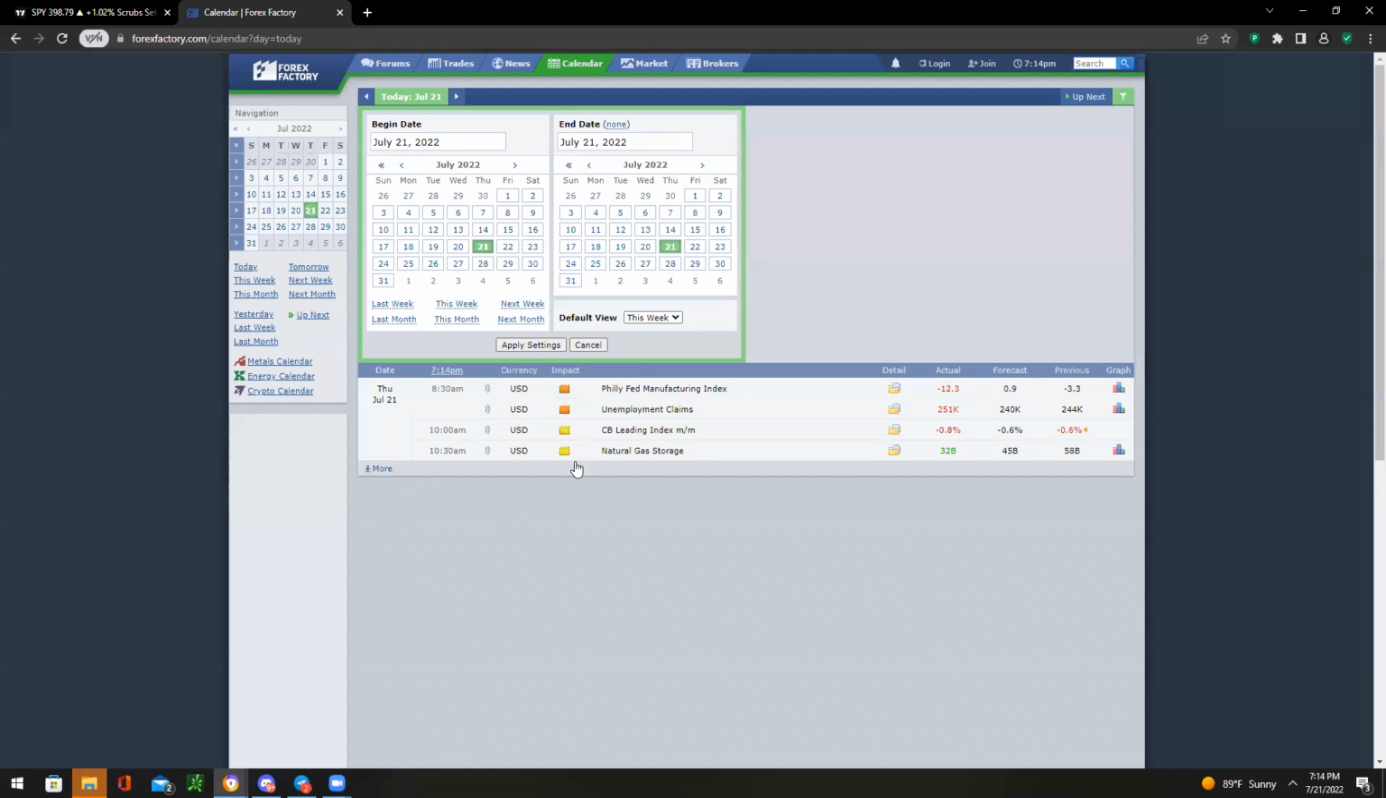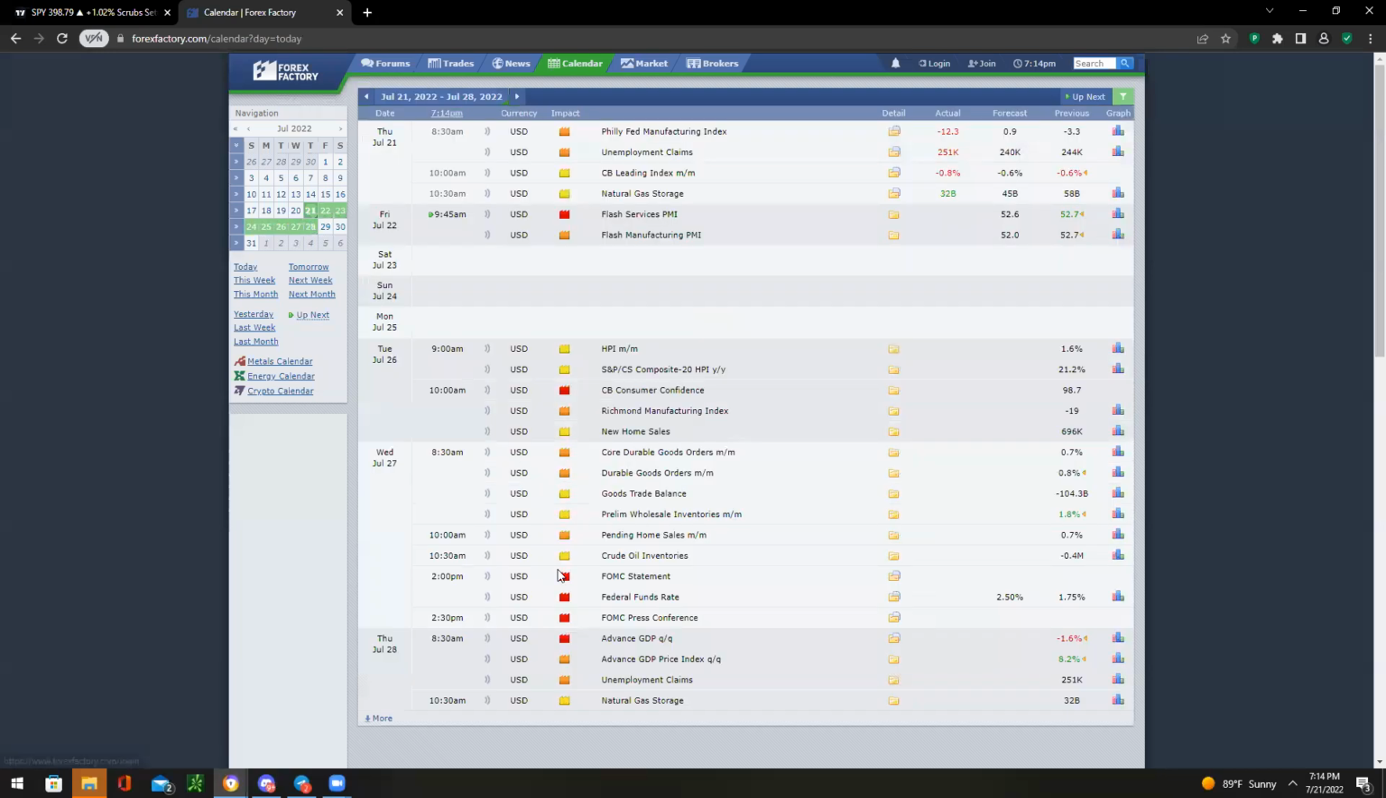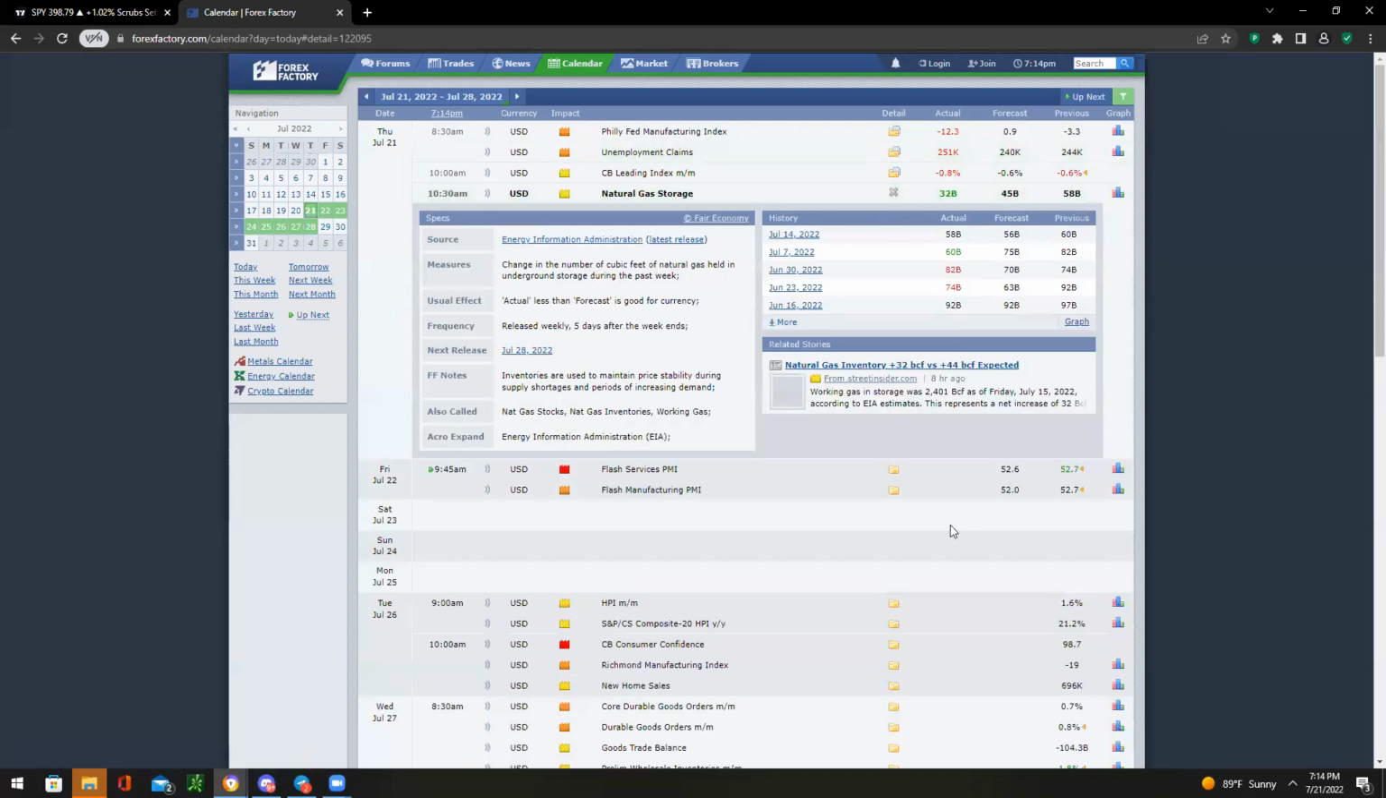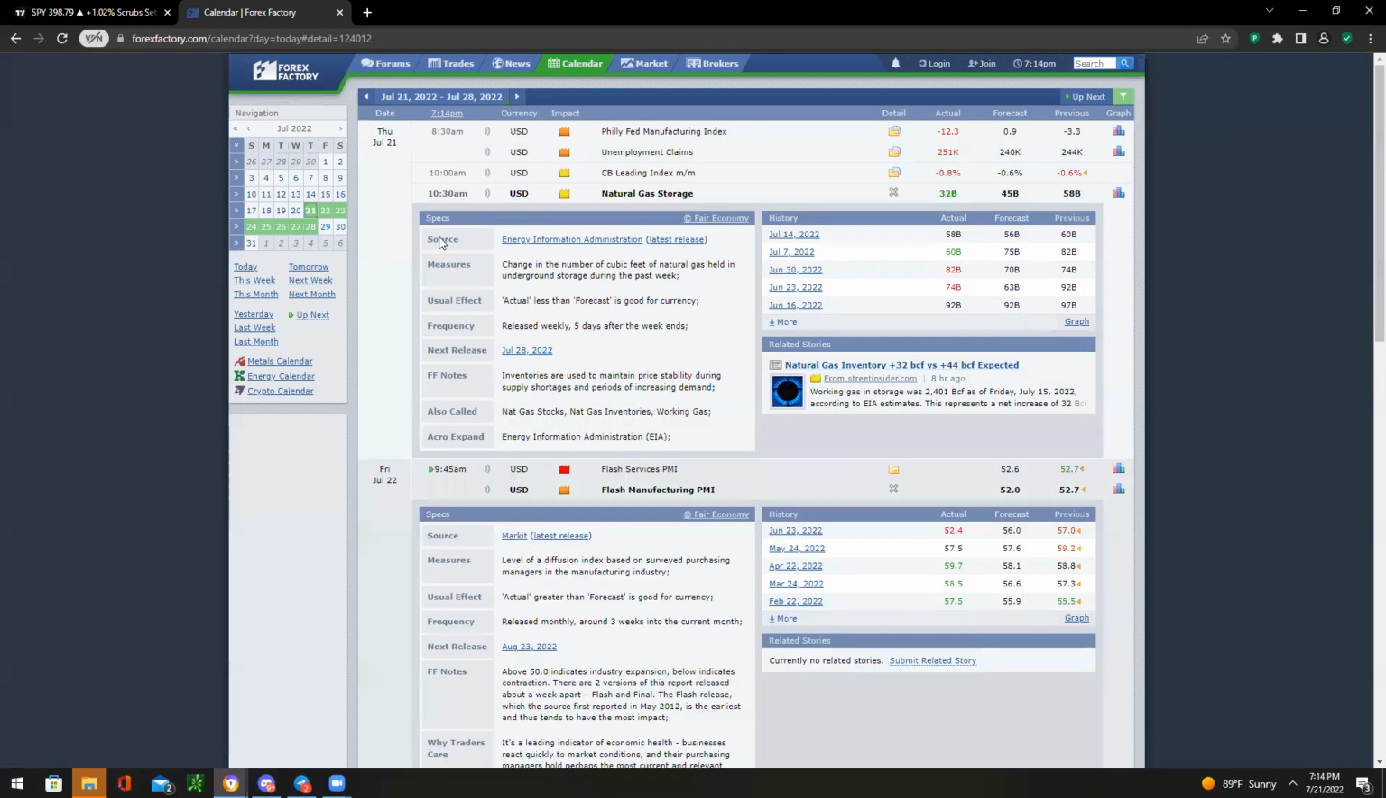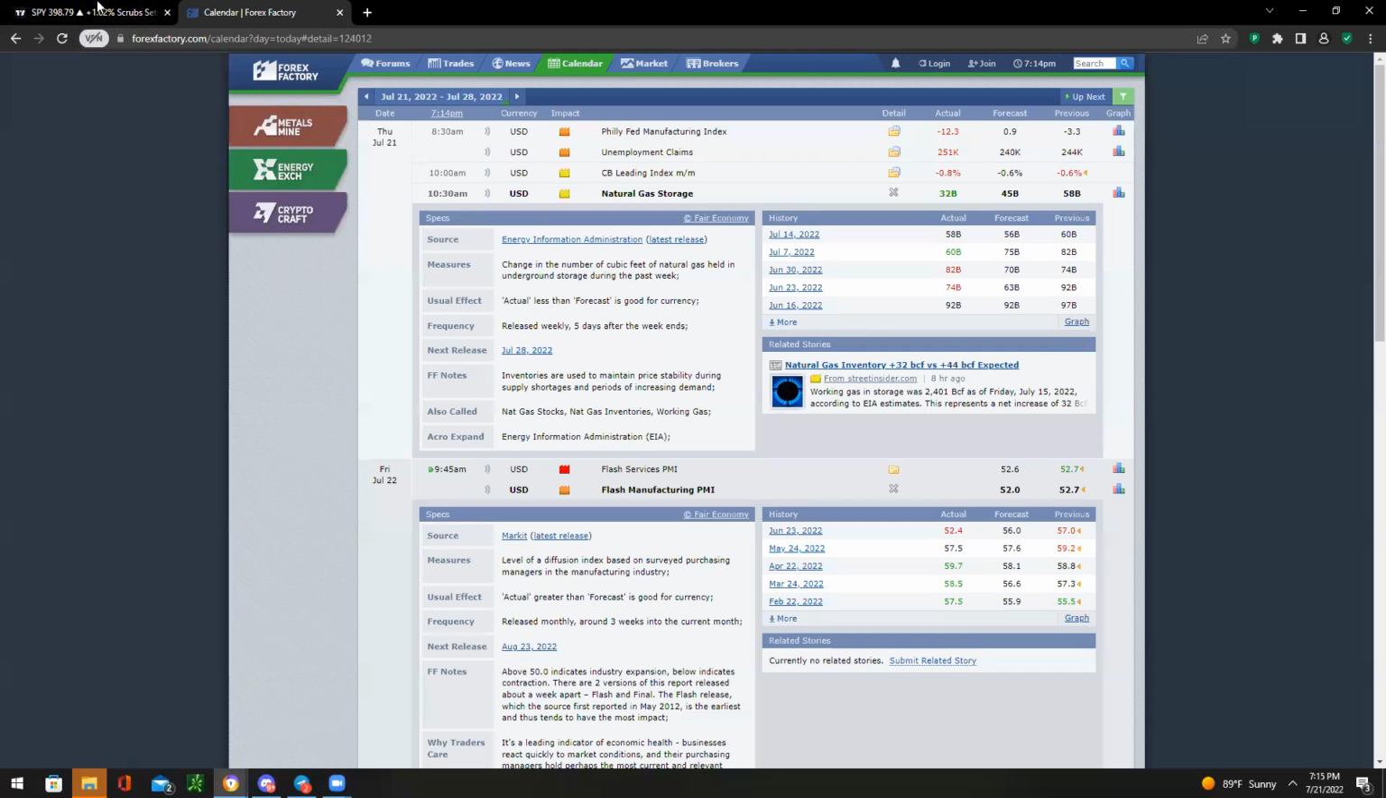The yellow is the least important. The orange is medium importance. And then there's red, it's not right here, but red is the most important. You can also get details about each event, like what it is and why it's important. It's called forexfactory.com. Highly recommend it.